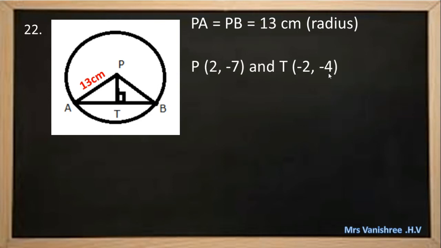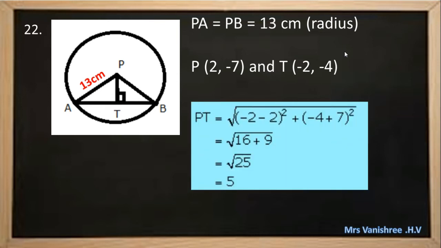Let us apply the distance formula and find out the measure of PT: square root of (x2 minus x1) whole square plus (y2 minus y1) whole square. So the length of PT will be equal to 5 units. Now the question is to find the measure of AT and AB. We know that AT is equal to TB because PT bisects AB. So if we know the measure of AT, AB will be equal to twice the length of AT.